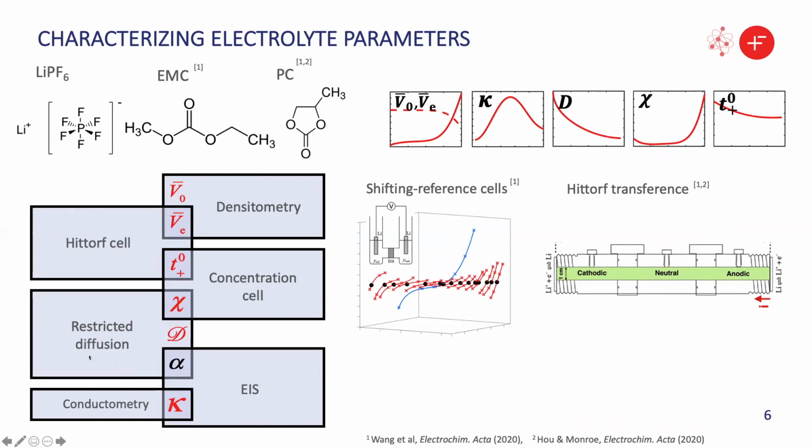We then use restricted diffusion to get the Fickian diffusivities of the electrolyte solutions, and then EIS to get the ionic conductivities with a commercial probe. And so by applying this set of methods to LiPF6 in both EMC and in PC, we can accurately measure these transport and thermodynamic properties as a function of salt composition. And so to read more about the specific experimental details, I encourage you to check out our recent papers from our group with these citations here.